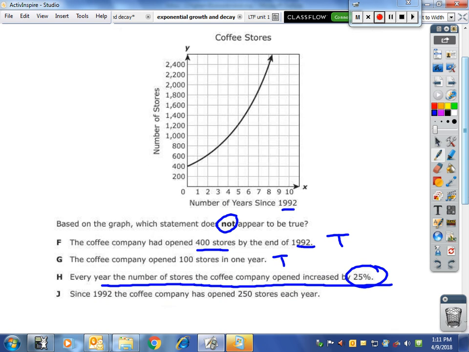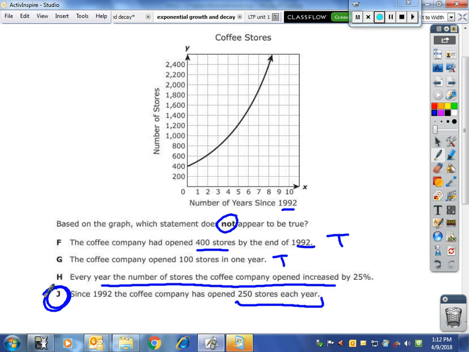Look at choice J. It opens 250 stores every year. Is that true? No, for one thing, we already figured out it opened 100 this first year. If they opened 250 every year, that would be perfectly linear. If they're opening the same amount every single year, that's linear. This is not linear. It's increasing by a percent. So the one that is not true was this one.